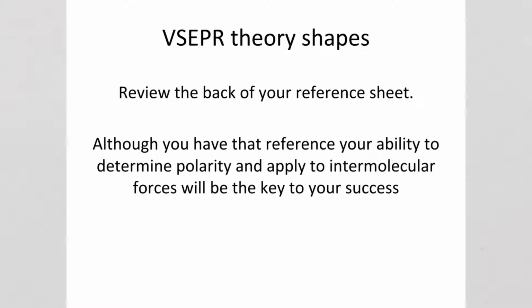Hi, welcome to VSEPR Theory Shapes. That's Valence Shell Electron Pair Repulsion, VSEPR. Look at the back of your reference sheet. You have these different shapes, but this is going to be part of how you determine polarity of not just bonds, which we talked about already, but molecules, which has a dramatic effect on their properties.